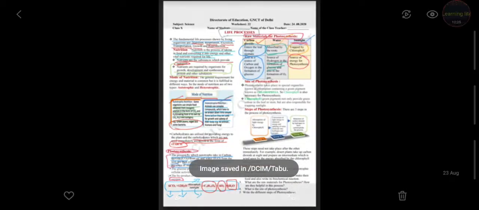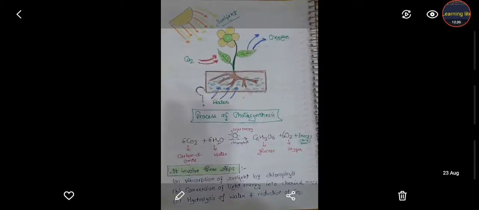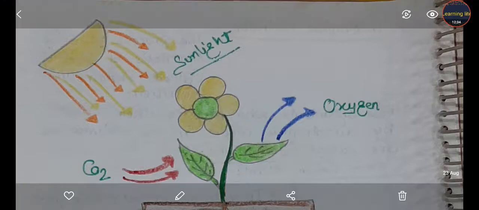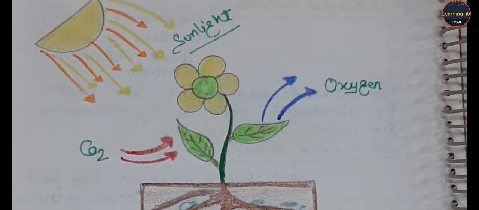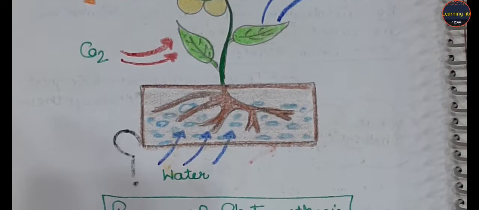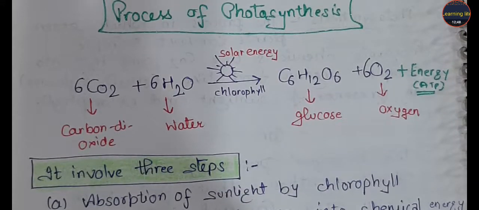I can show you a diagram of photosynthesis by which you can be clear about photosynthesis. Okay, students? Here you can see the plant takes sunlight from the sun, liberates oxygen outside, and takes carbon dioxide from the atmosphere and water from the soil. So this is called the process of photosynthesis, and this is the chemical reaction of photosynthesis.